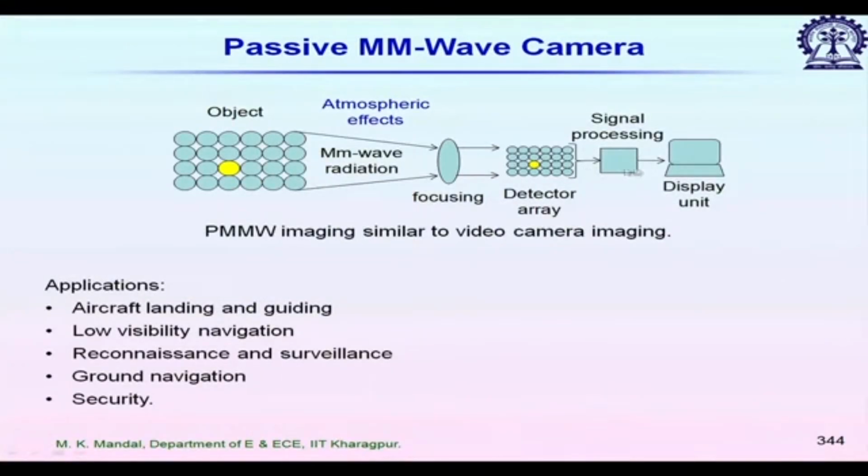Next, it is followed by signal processing and then the display unit. So this is a very simplified diagram of a PMMW imaging system, and here we did not consider SNR. What is the minimum power we need to sense? There will be many calculations, and the signal processing part is a little complicated.